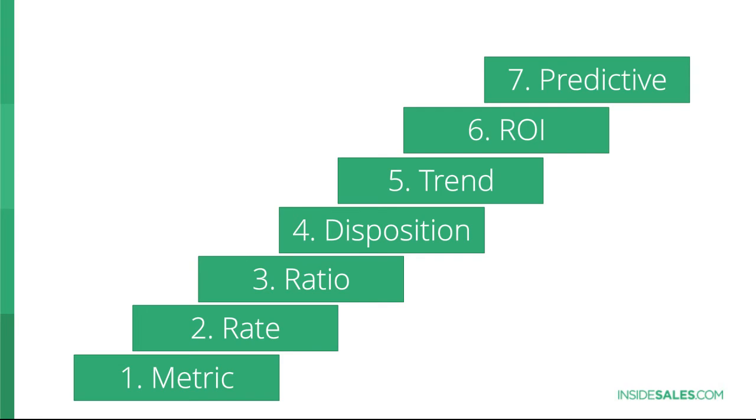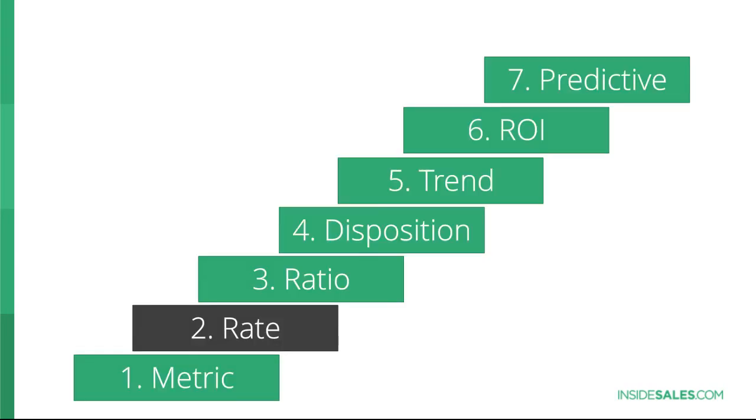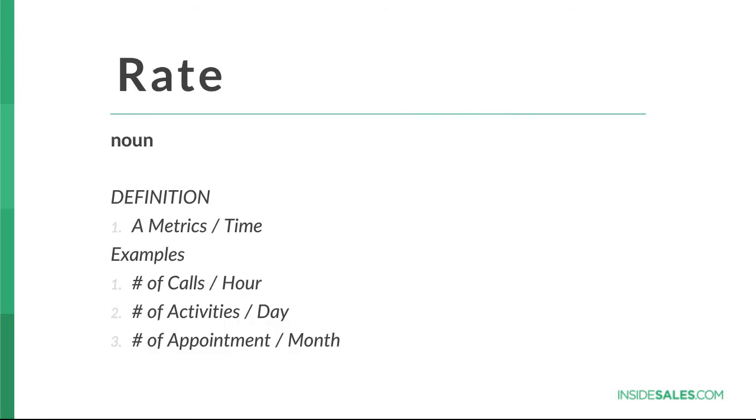So number one is a metric. And some of you are like, Gabe, this is super basic. I'll go fast through this, so be patient. So again, a metric, those are just your basic numbers. For sales development, that would be something like number of phone calls, number of appointments, or number of opportunities. Next we move into the rate. Now, a rate is defined as metrics over time. So we take that concept and say number of phone calls per hour. We say number of activities per day or number of appointments per month.